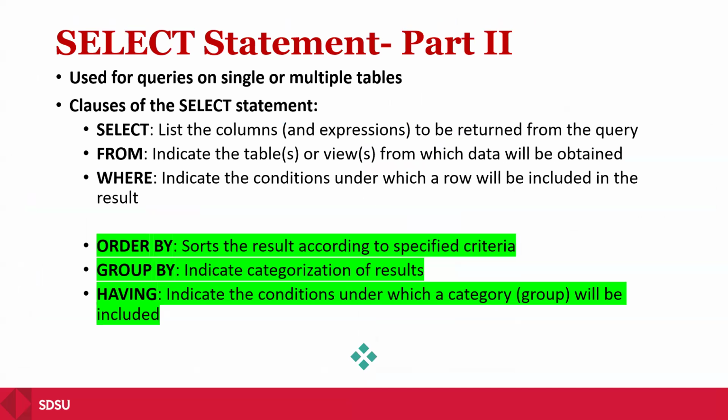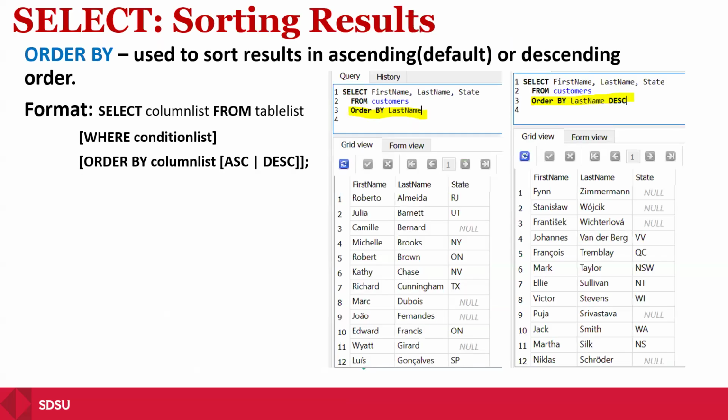So that concludes the first part of the select statement. Now let's talk about the second part of the select statement. We're going to talk about order by, group by, and having. Let's start with order by. Order by allows us to sort the results. You can sort them in descending or ascending order. By default, we sort ascending, so if you don't specify how you're going to sort them, the database is going to return a sorted list, by default an ascending one.